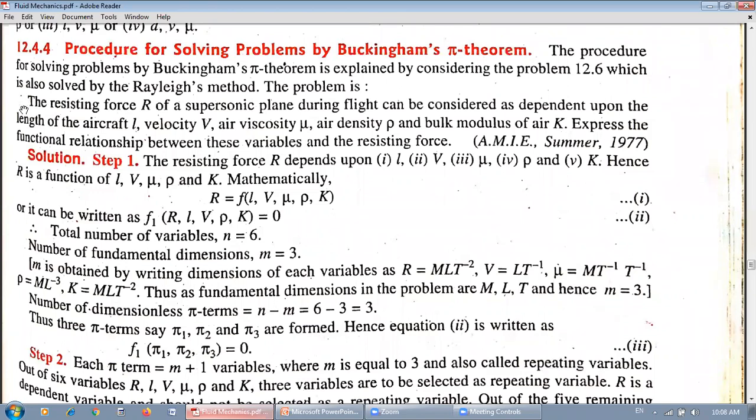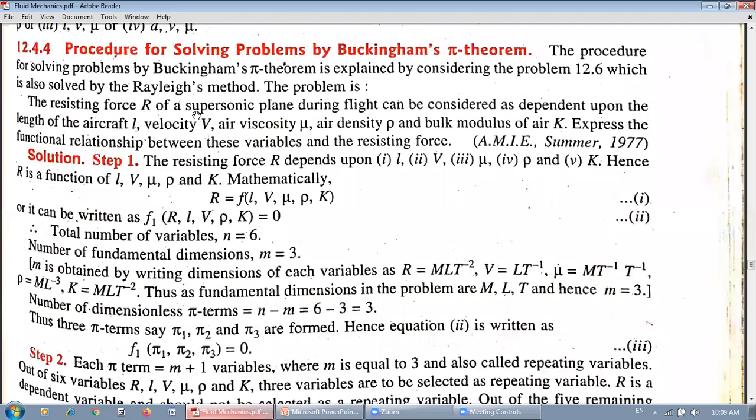Okay, it will start from here, the resisting force. So I will read the numerical. The resisting force R of the supersonic plane. So there is one variable R, that is the dependent variable.